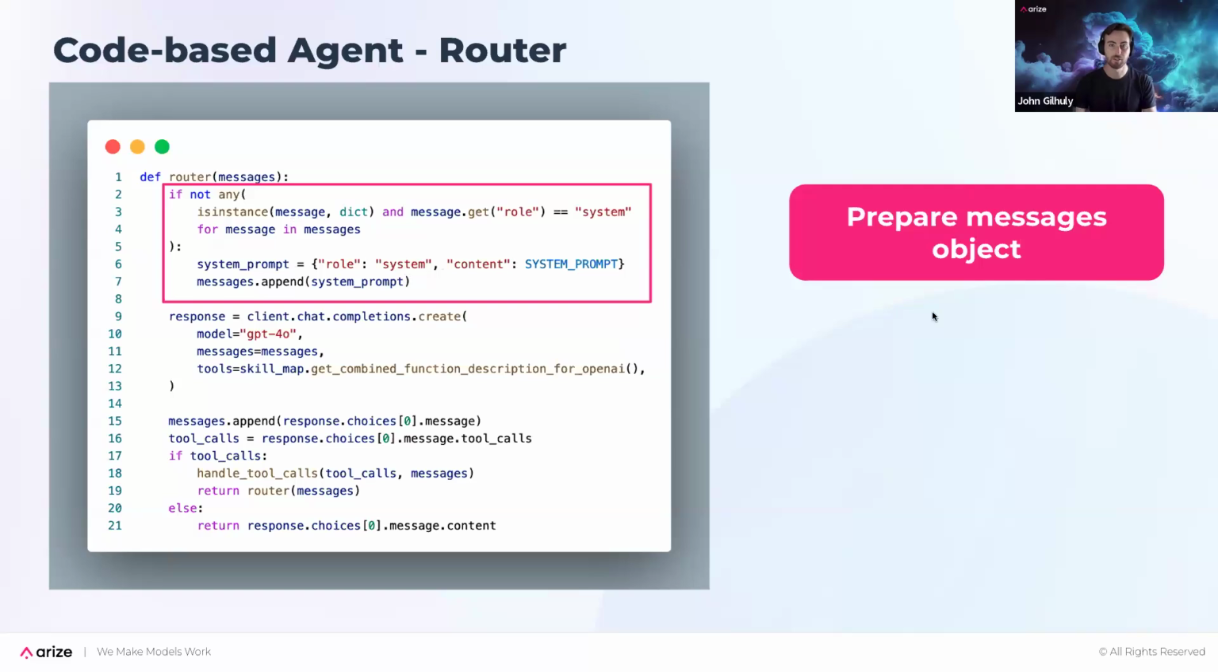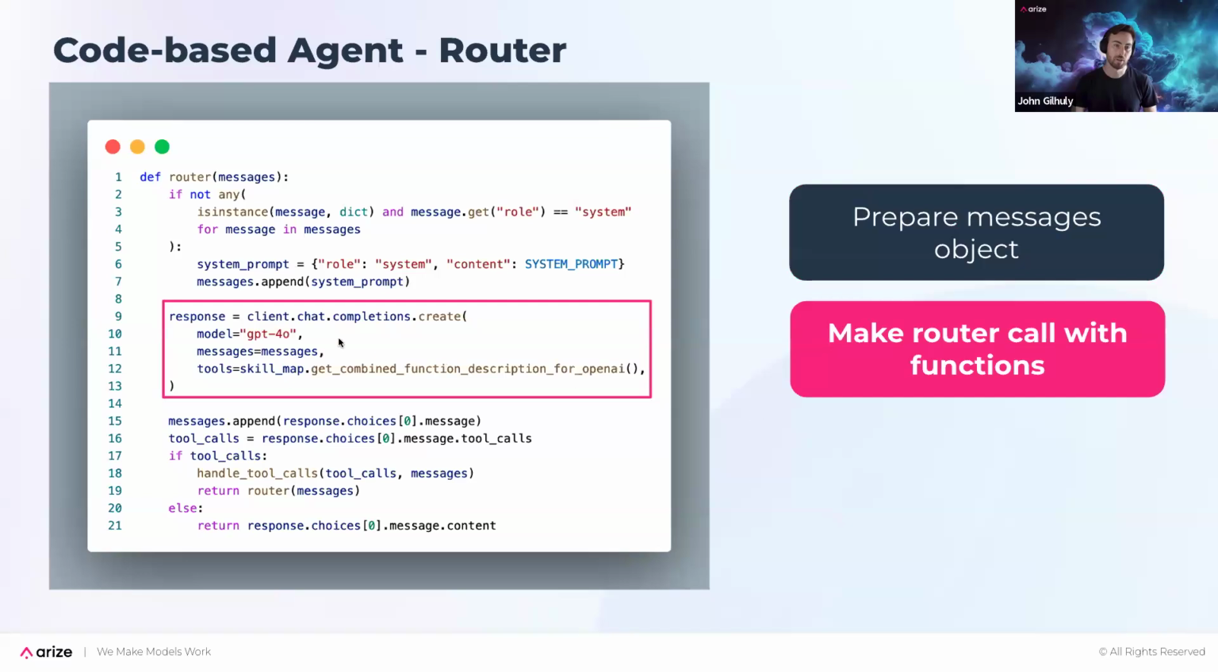First thing we're doing here is preparing this object of messages. The way OpenAI likes to work is that you keep a running list of messages: your user message, then your tool call response, and then your tool call completion message. So you build this list of messages as you go. We're just adding in a system prompt if we haven't already done that, and keeping that list of messages up to date. And then we make a call to the completions API to generate the next step in our agent. So this is the call to our actual router here.